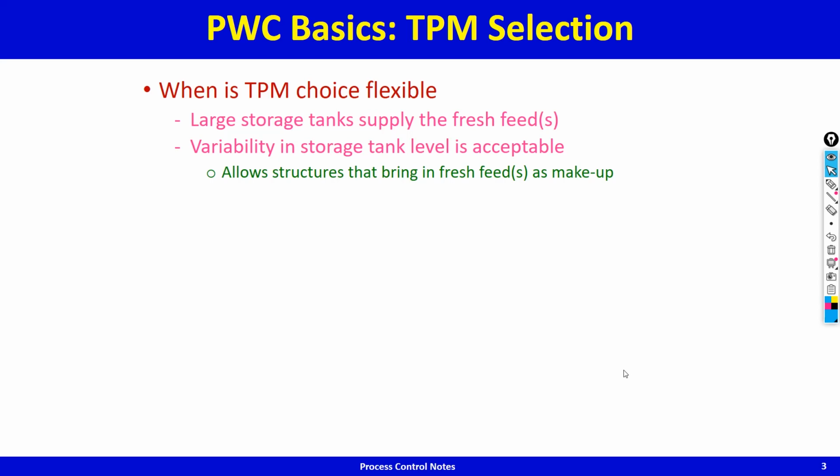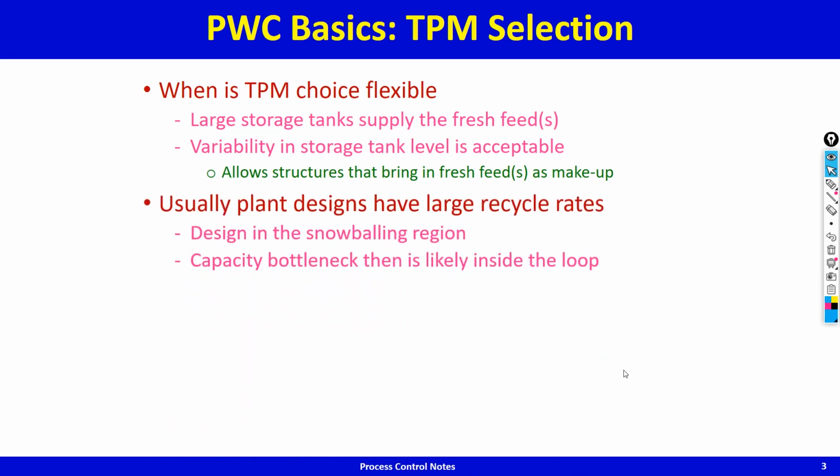There will be a slight change in the level. And when you have such large storage tanks supplying fresh feed, variability in the storage tank level is acceptable. This will allow control structures that bring the fresh feed in as makeup streams, the transformation of variability from the recycle loop into the feed. Those kinds of structures are usually possible when you have large storage tanks supplying fresh feeds.